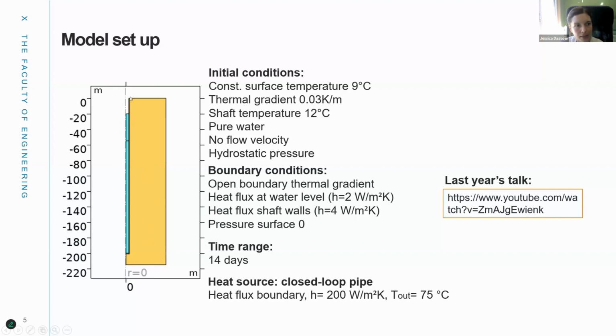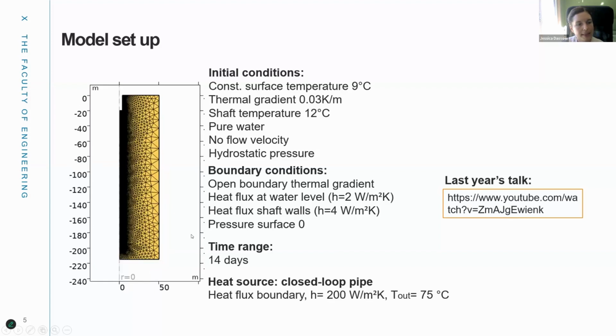We have a 2D axisymmetric model to save on mesh size. This one has a rotation axis here, so basically this is a slice of our shaft that can then be represented in 3D. Here we need to note that we heat our shaft with a closed loop pipe. So the heat source itself is quite small and only in the first 50 meters here. And we need to make several assumptions to implement that heat source, for example a constant heat transfer coefficient of 200 watts per square meter Kelvin.